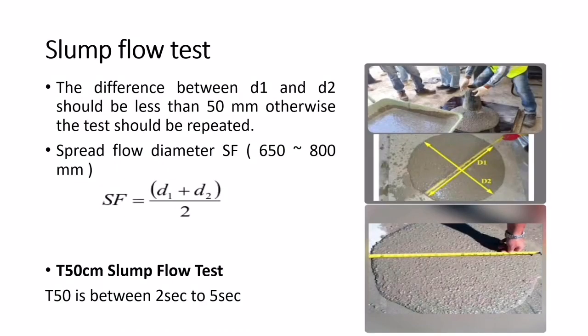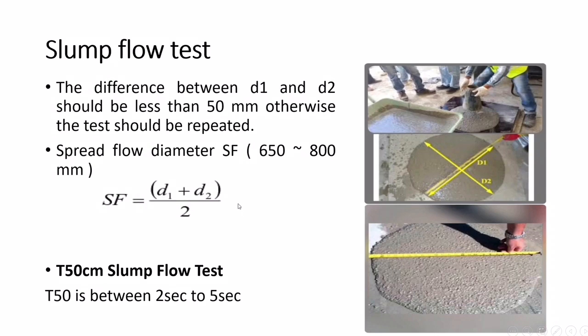Slump flow test. The procedure is the same as in normal concrete. The difference between D1 and D2 should be less than 50 mm, otherwise the test should be repeated. Spread flow diameter SF is equal to (D1 + D2) divided by 2. So the range of SF is between 650 to 800 mm.